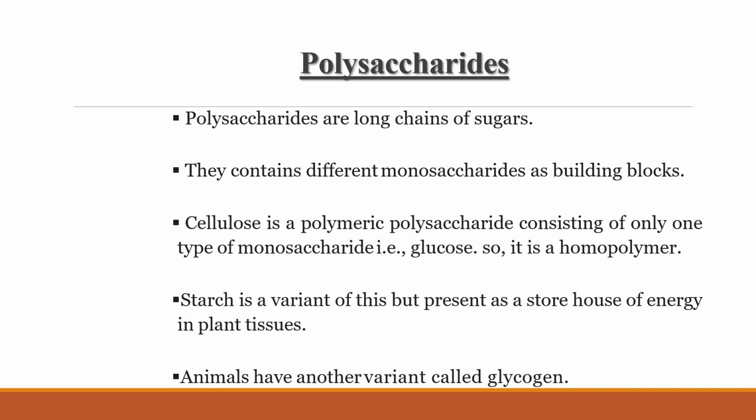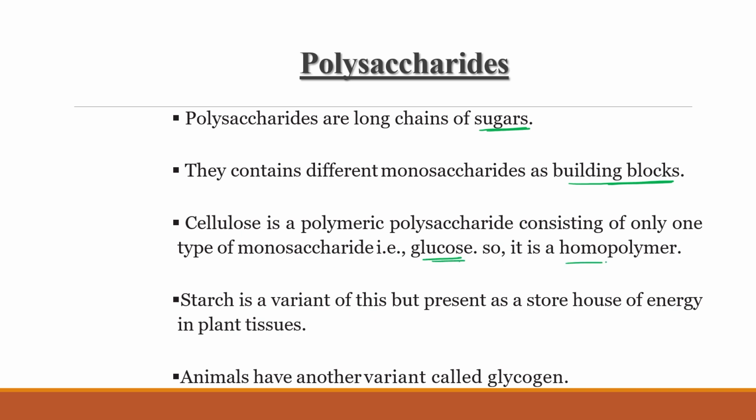Now, in today's lecture, we are going to discuss macromolecules. So the first type of macromolecule is polysaccharide. These polysaccharides are long chains of sugar. These are made up of small units. What is the basic unit of these saccharides? These are monosaccharides, right? So they contain different monosaccharides as building blocks. Cellulose is a polymeric polysaccharide, consisting of only one type of monosaccharide, that is glucose.